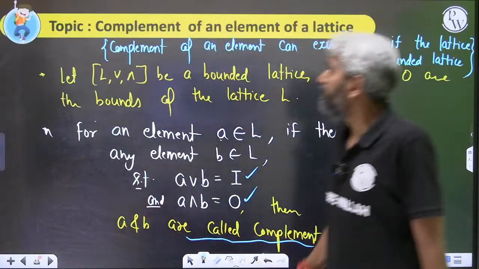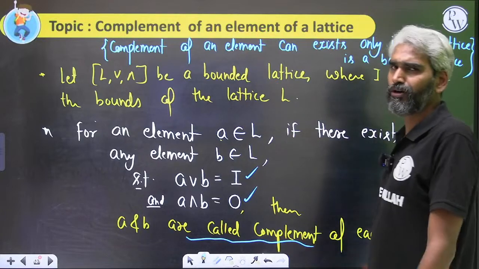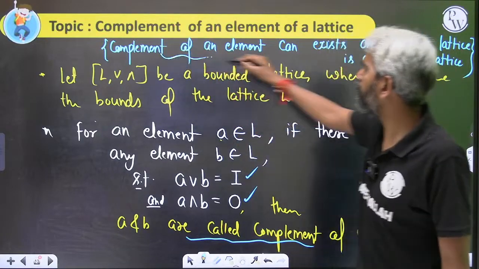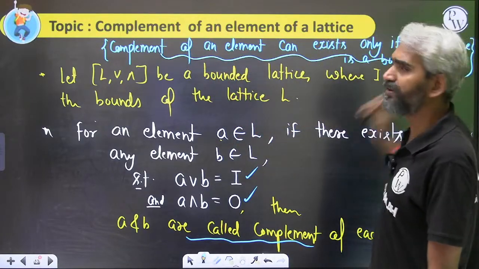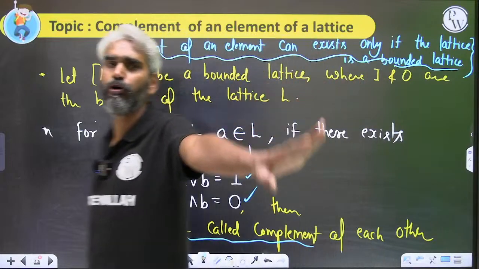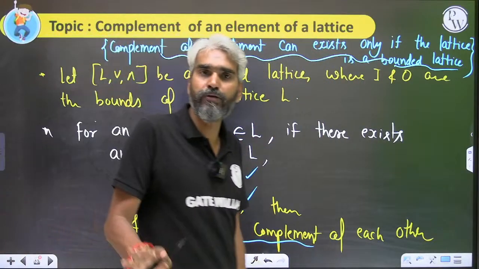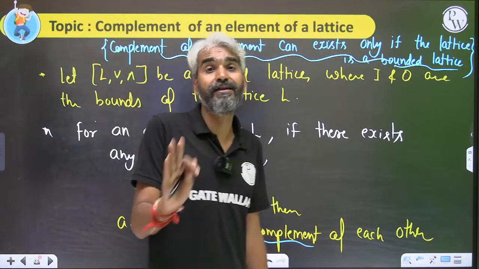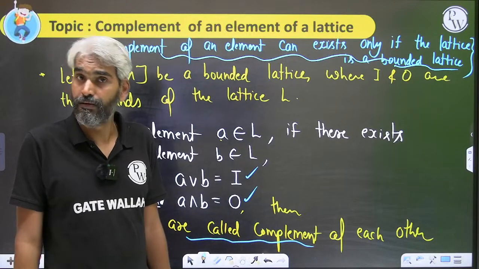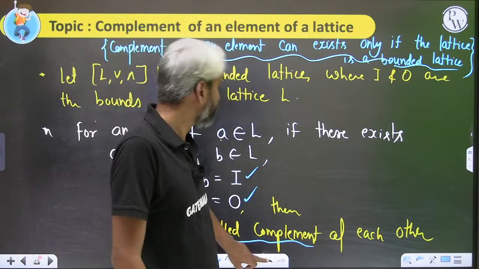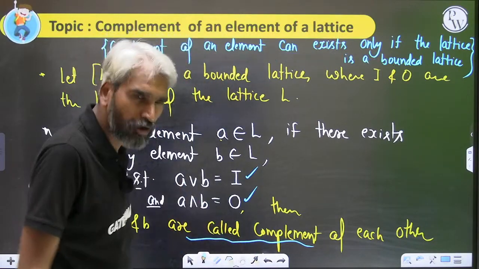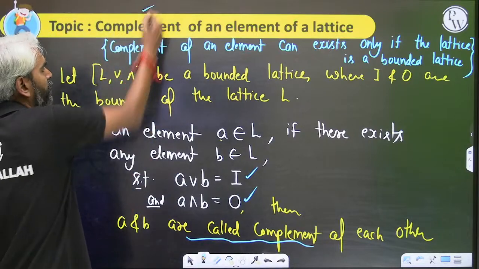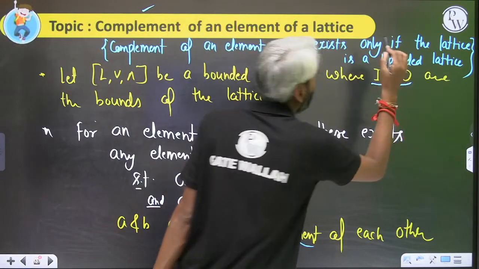Clear? Now we define the concept of a complement. Complement is only defined with respect to a bounded lattice. If the lattice is not bounded, then no element of that lattice will have a complement. Clear? Okay. The definition of complement itself depends on the existence of I and O.